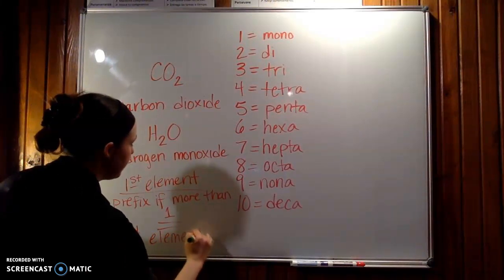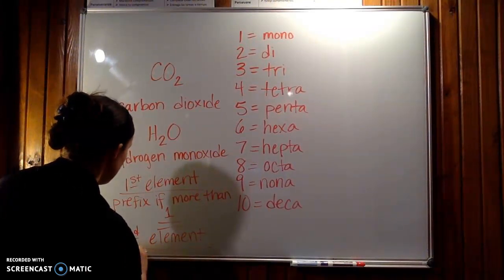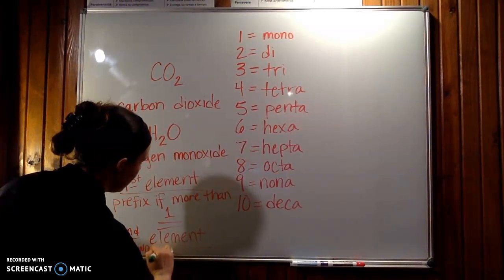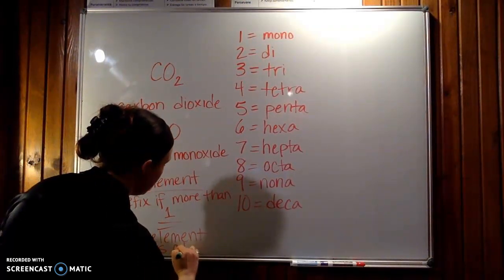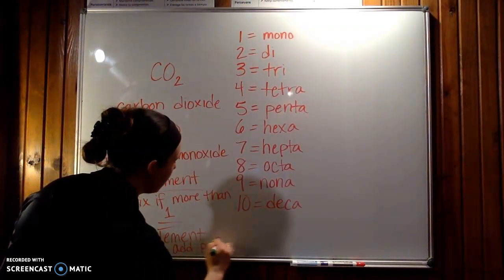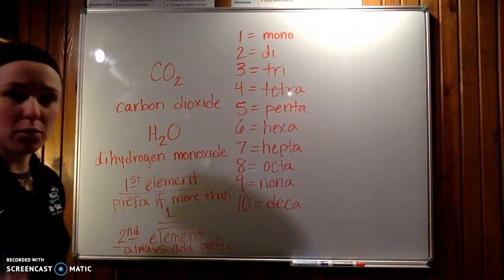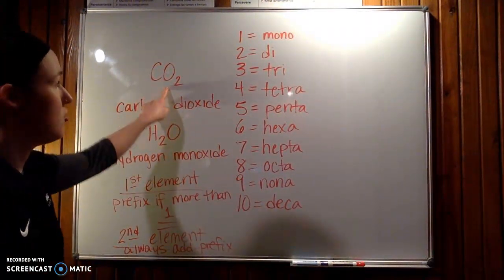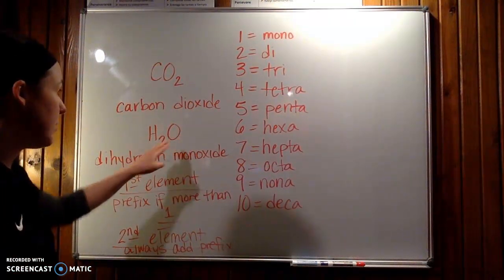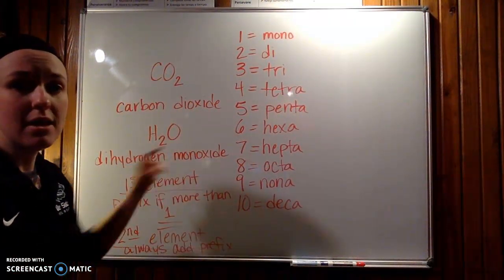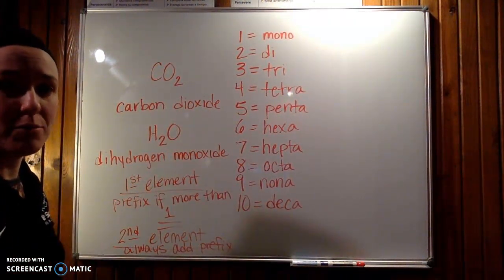The second element, and I'm out of room, you always add a prefix to the beginning. Always, no matter what. So notice when there were 2 oxygens, it was dioxide. When there was only 1 oxygen, it was monoxide. That second element always has to have a prefix.